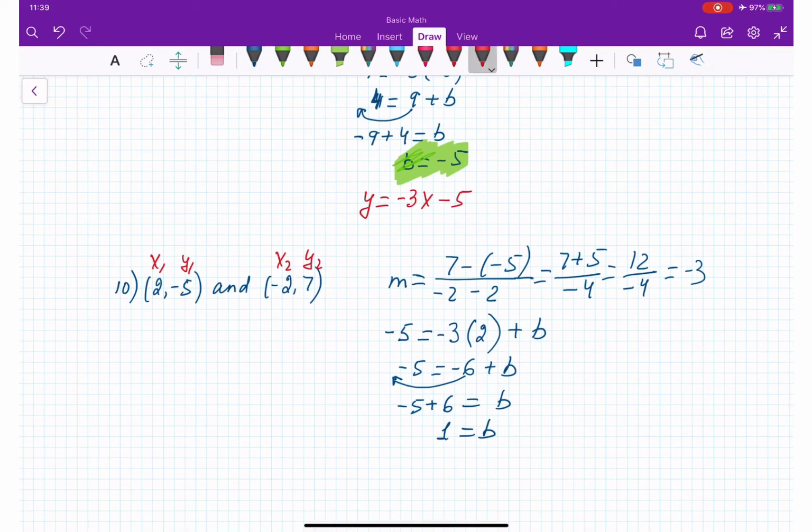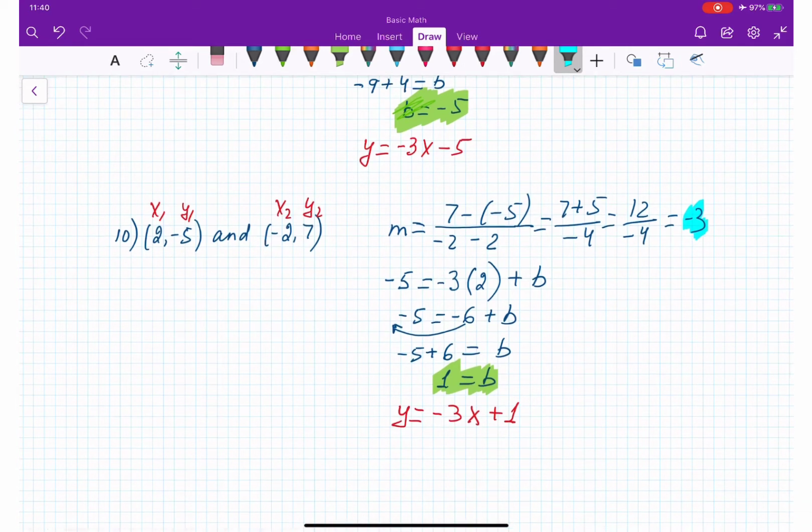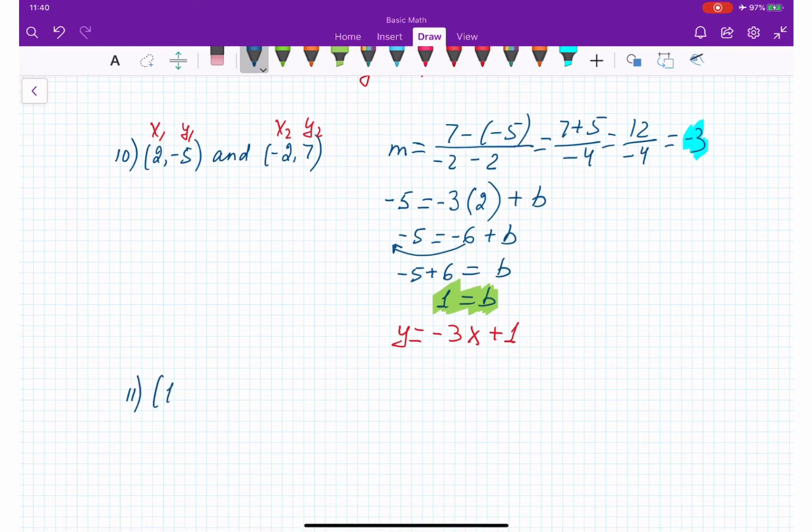Okay, so the equation is y is equal to negative 3 times x plus 1. So we plugged in 1 as b, right? And we plugged in negative 3 as the slope. Moving to the next question, question number 11. We have 2 points again. We have 1, comma, 12 over 35.